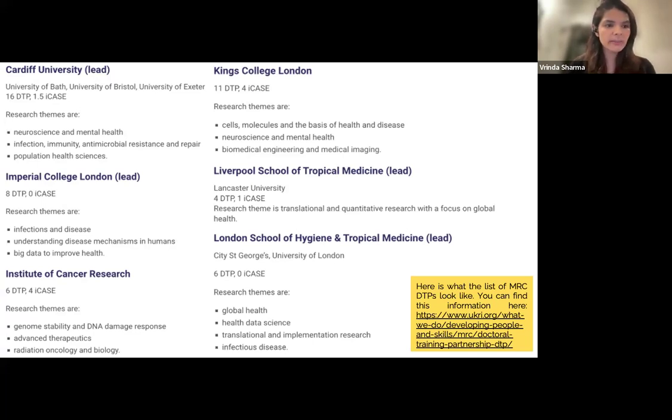because as you can see, all of them are offering different numbers of studentships. This depends on how much funding the university is getting from UKRI. So you can have all of that information available here in this link. But next slide, please.